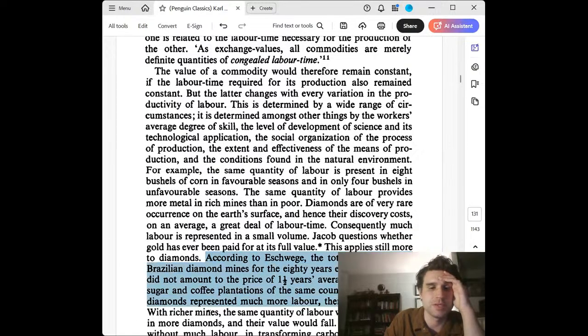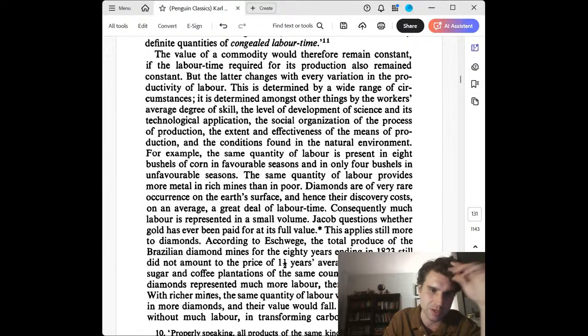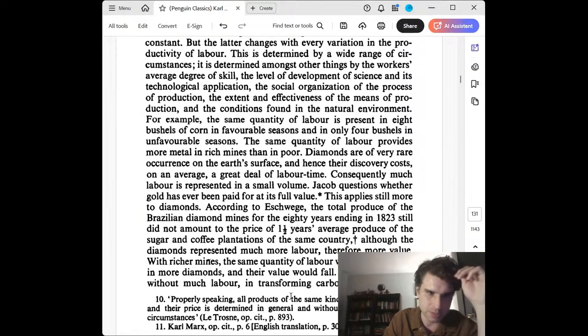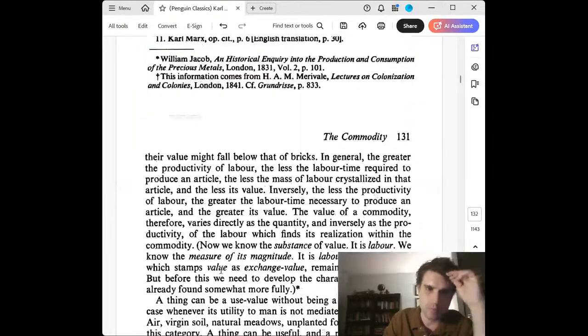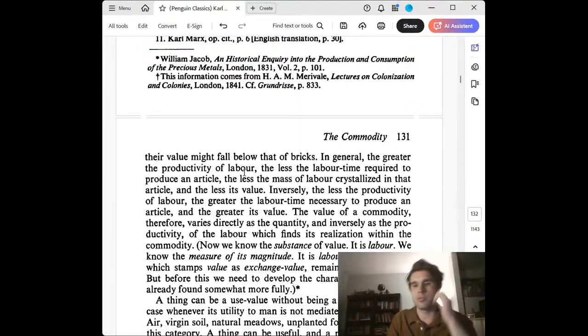And then there's some statistics here. According to Esquivega, the total produce of the Brazilian diamond mines for the 80 years ending in 1823 still did not amount to the price of 1.5 years average produce of the sugar and coffee plantations of the same country, although the diamonds represented much more labor and therefore more value. With richer mines, the same quantity of labor would be embodied in more diamonds and their value would fall. If a man succeeds without much labor in transforming carbon into diamonds, the value might fall below that of bricks.